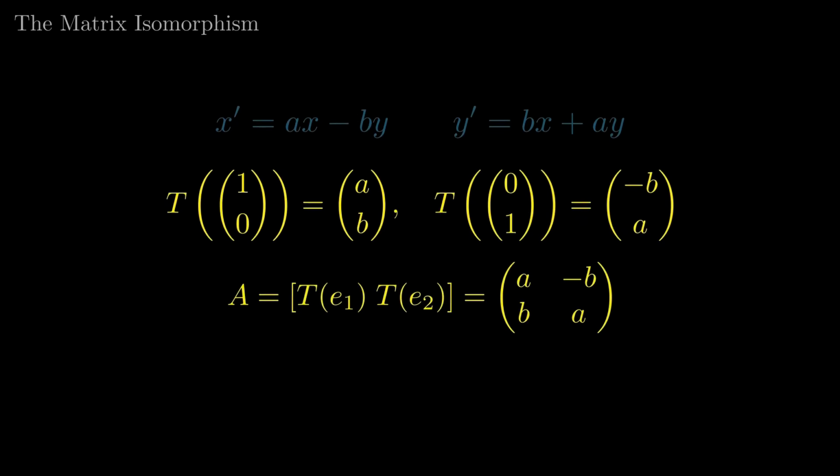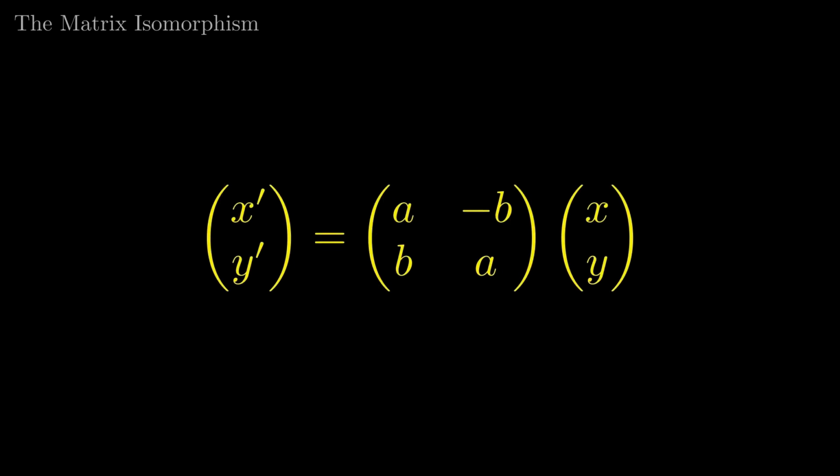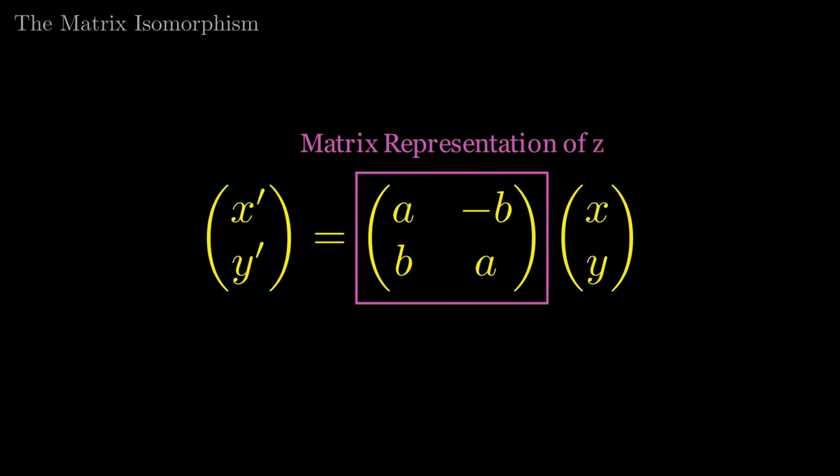That means complex multiplication acts like a linear transformation. So we can represent z equals a plus bi by the matrix [[a, -b], [b, a]]. And now the key idea: multiplying by a complex number is the same as applying this matrix to the vector (x, y). This is the matrix isomorphism, the bridge that lets us study complex powers using matrix powers.